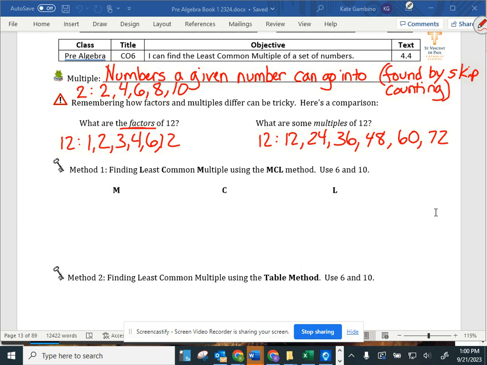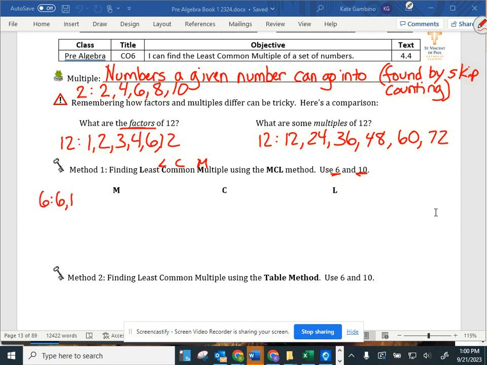All right, so just like with the greatest common factor, we have different methods with our least common multiple. Sometimes I refer to it as the LCM, least common multiple. You're going to use the MCL method. So we're going to look at 6 and 10, and we're going to find the least common multiple. The first thing we're going to do is find multiples. I like to go out 10 when I'm doing this method. So I'm going to start with 6.